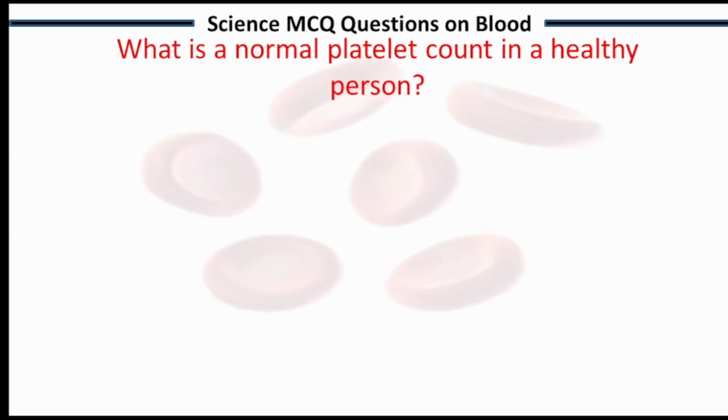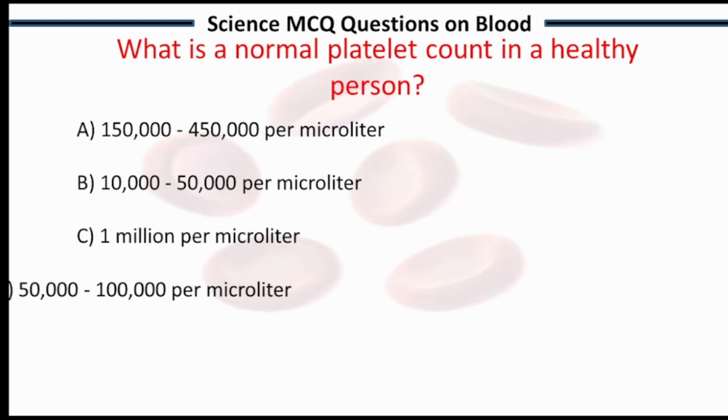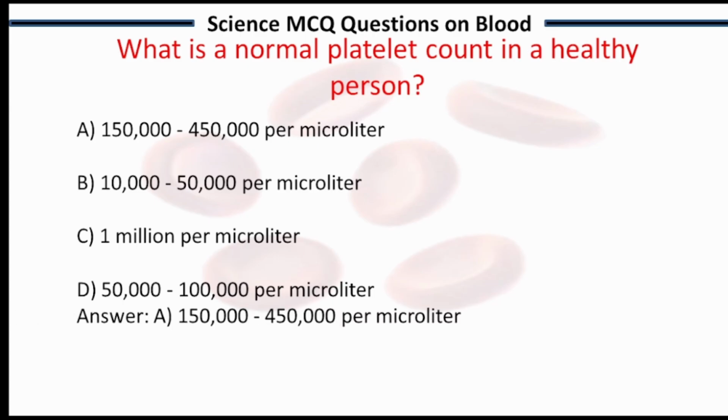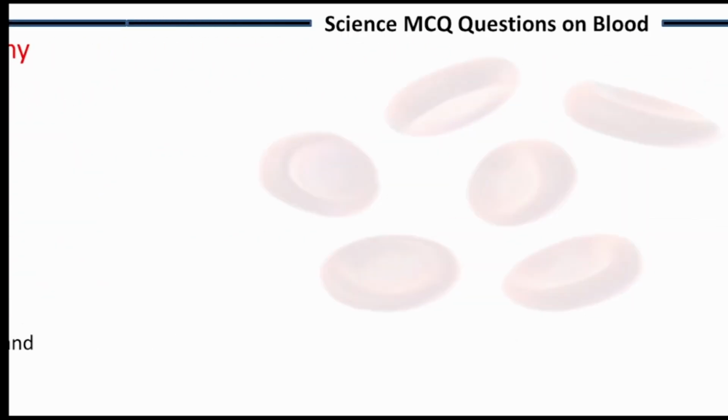What is the normal platelet count in a healthy person? A. 1,50,000 to 4,50,000 per microliter, B. 10,000 to 50,000 per microliter, C. 1 million per microliter, or D. 50,000 to 1 lakh per microliter. The normal platelet count in a healthy person is 1,50,000 to 4,50,000 per microliter. Normal platelet count ranges between 1,50,000 to 4,50,000 per microliter of the blood.